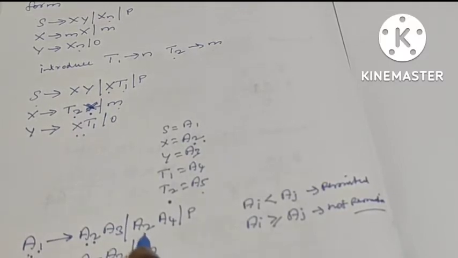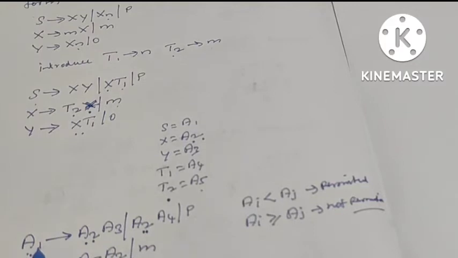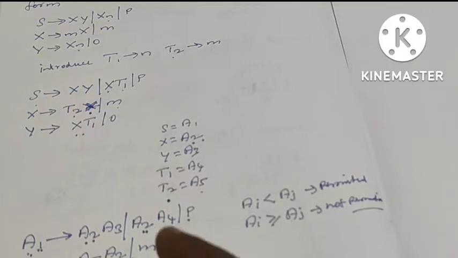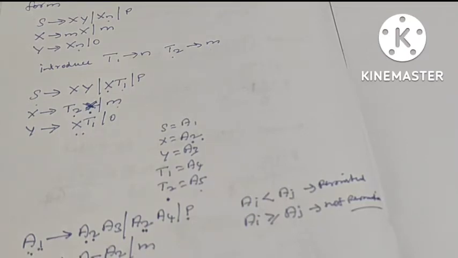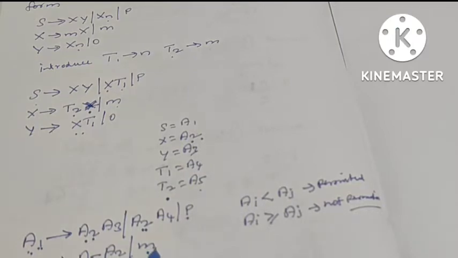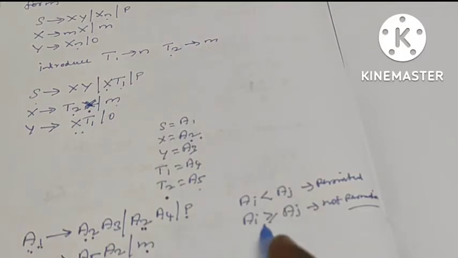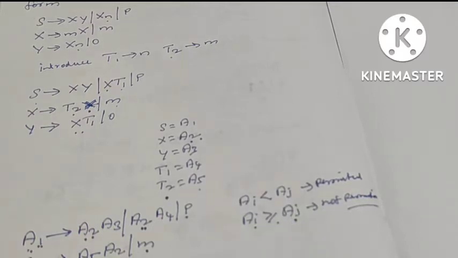Now again, when you come to the second production, AI is 1, AJ is 2 here, so this is also accepted, and A1 tends to P, because on the right side you can have a terminal here, only one terminal is accepted in Greibach normal form. Now when you come to A2, AI is 2 and AJ is 5, so this is also accepted. A2 tends to M, which is accepted because M is a terminal. But A3, AI is 3 and AJ is 2 here, so AI is greater than or equal to AJ, so this kind of production is not accepted.